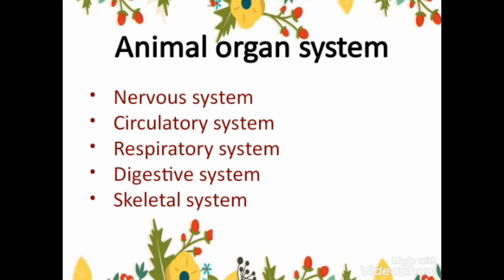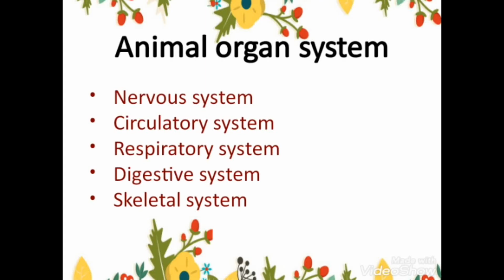Different types of organ systems are present in our body. Nervous system. The brain, spinal cord and nerves collectively make the nervous system of an animal. The nervous system coordinates and controls all body functions. Circulatory system. The heart and blood vessels make the circulatory system. In the circulatory system, the heart pumps blood to all parts of the body.